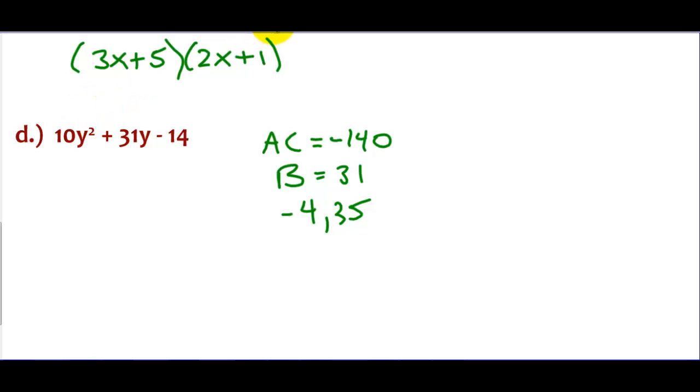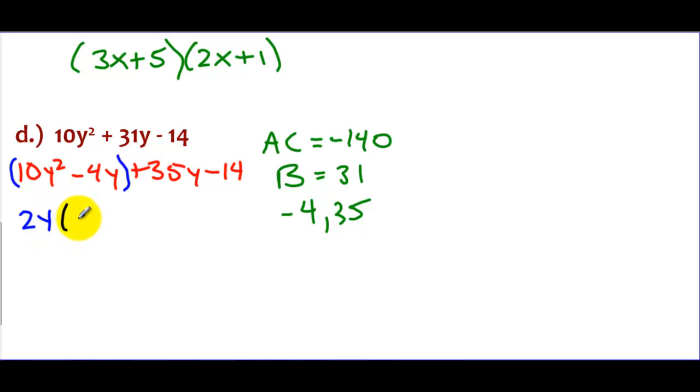So again, getting back to the AC factoring, now that we've taken the time to find those numbers, they are going to be used to split up 31. So I'm going to say 10y squared minus 4y plus 35y minus 14. Okay, so I need to look at the first group. Well, the first group is 10y squared and minus 4y. It looks like they have 2 in common, and they also have a y in common. So I'm going to bring out a 2y. And that leaves me with 5y minus 2.